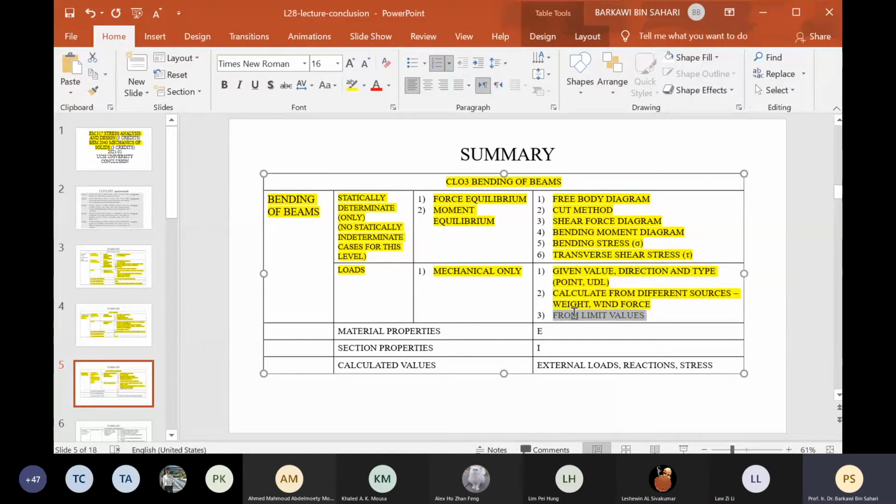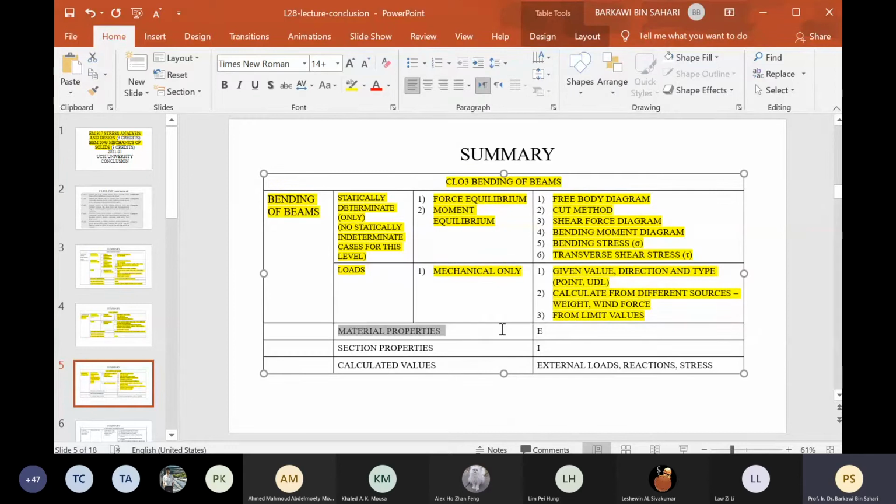And in some cases, as I said, it is from limit values. So you have to be prepared for this kind of problems to be solved. I'll show the difference later on.